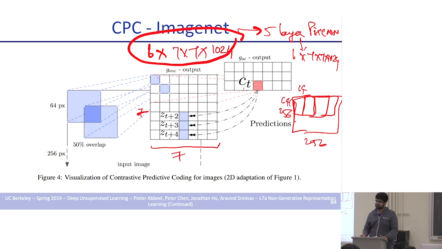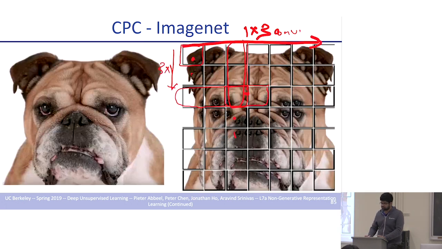One minor detail is for fitting things on GPU, the pixel CNN runs on 256 dimensions instead of 1024. But that's just an engineering detail.